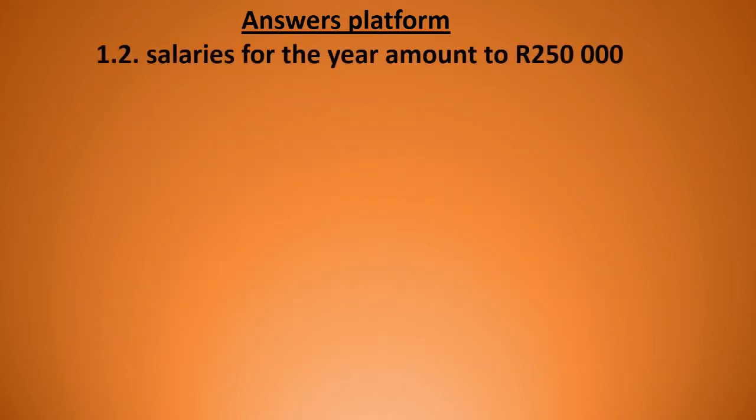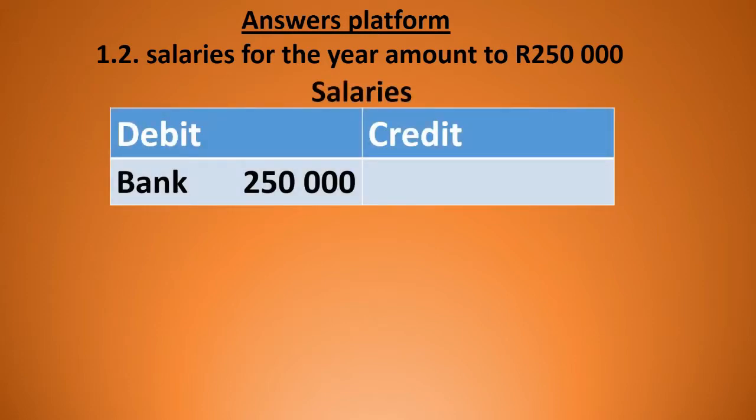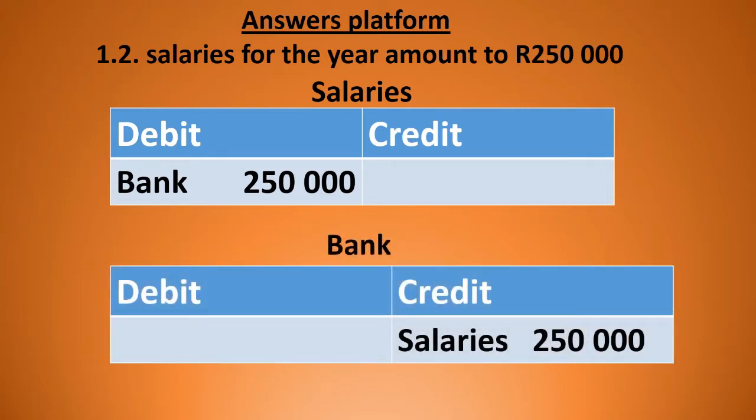The second question says salaries for the year amount to 250,000 rands. The first approach is that we are going to debit salary. Remember that salary is also an expense that goes to the debit side, and bank of 250,000, since our bank decreases by 250,000 once we pay our employees. Contrawise, or double entry principle, is that we are going to credit bank with salaries of 250,000 rands.